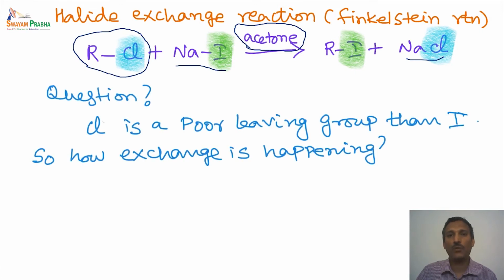Now, the biggest question is, we know chloride is a poor leaving group compared to iodine. Then, how does this exchange actually take place? That is the biggest question. Because whenever a better leaving group is the one which actually leaves from the substrate, and not the other way around. So, in the alkyl halide, chlorine is a very poor leaving group. That gets converted to an alkyl iodide where iodine is a much better leaving group.